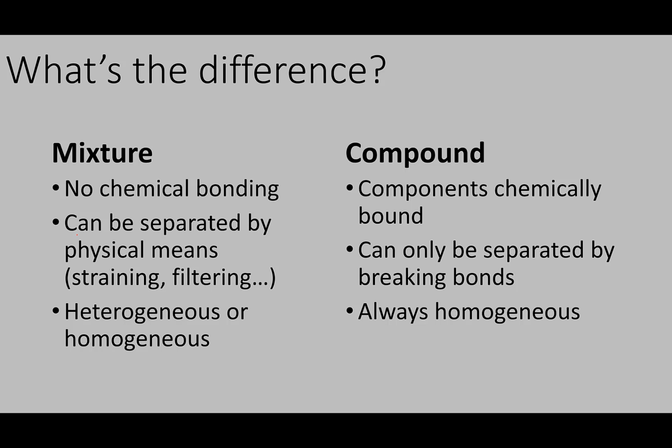And in mixtures, they could be heterogeneous or homogeneous, like we talked about with our mineral water. That is homogeneous. It's the same throughout. In blood, we said it was heterogeneous. There's some parts where there's plasma, there's some parts where there's platelets, there's some parts where there's red blood cells. So it's different throughout. But compounds are always homogeneous.